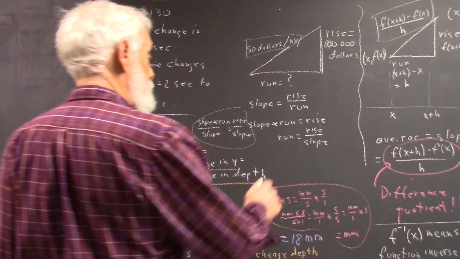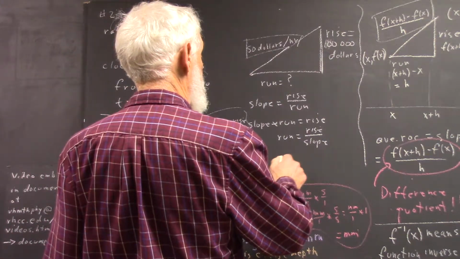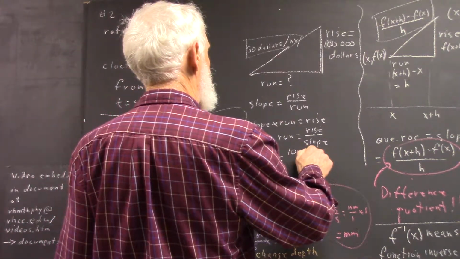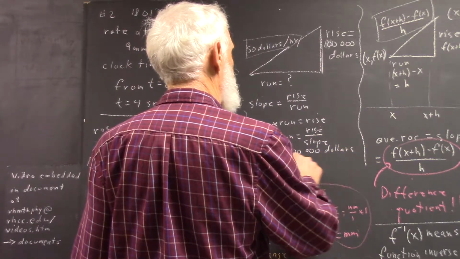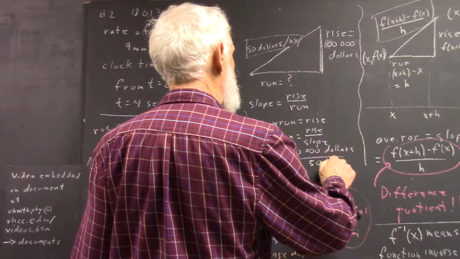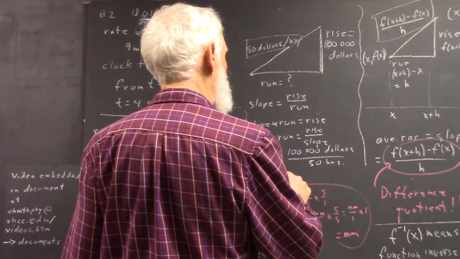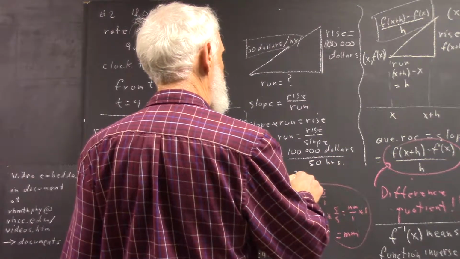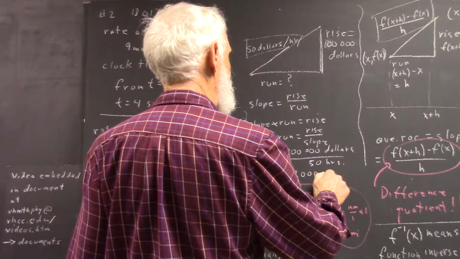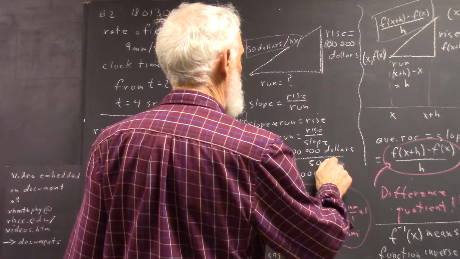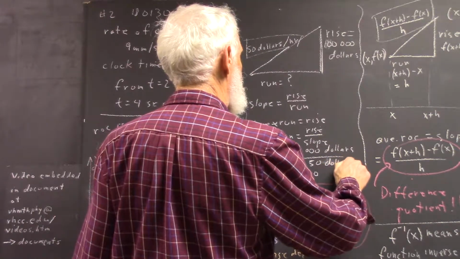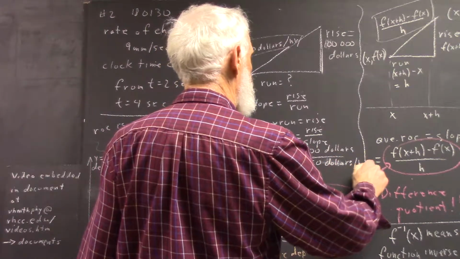Well, at that point, that is $100,000 over $50 per hour equals 2,000. It's not 50 hours, it's $50 an hour, per hour.